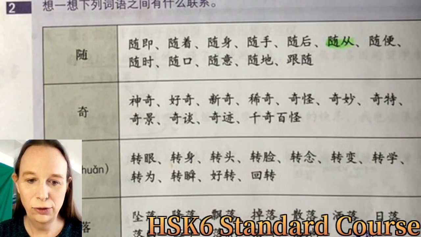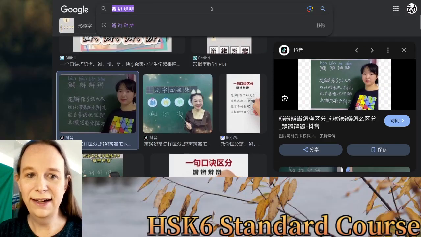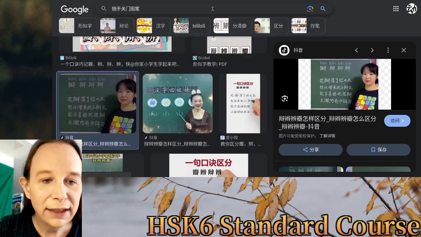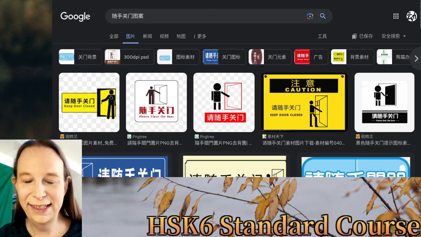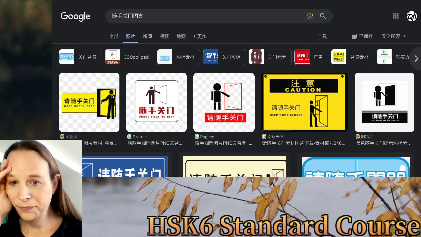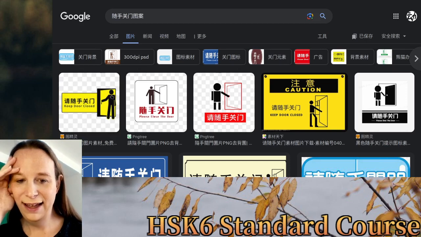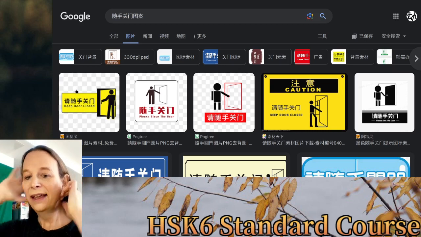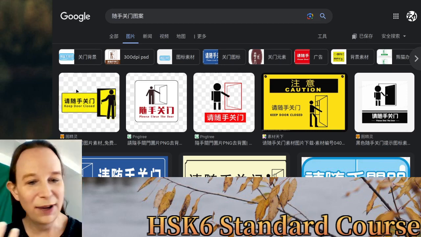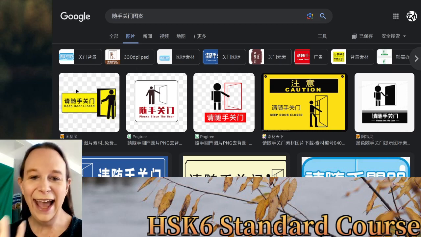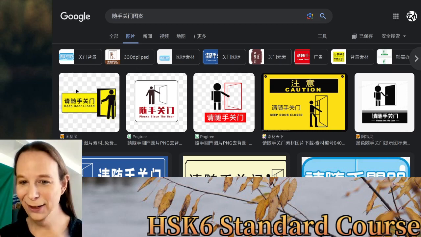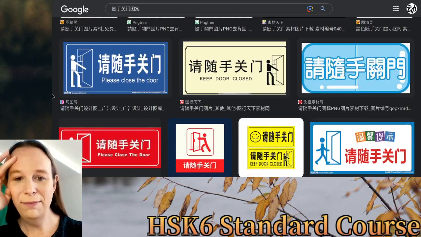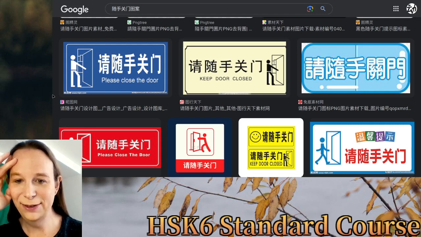I'll show you signs. Suishou Guanmen. Or Guandiao Kongtiao. Yeah, this is what you see in China. What does it mean? So there's a door, Suishou Guanmen. They translated it to please close the door. That's fine. Keep door closed, maybe. It's more like you don't need some kind of authority, right? So any hand, including yours, can close this door. You're allowed to close this door. It's basically what it's saying. You see these signs all over China.